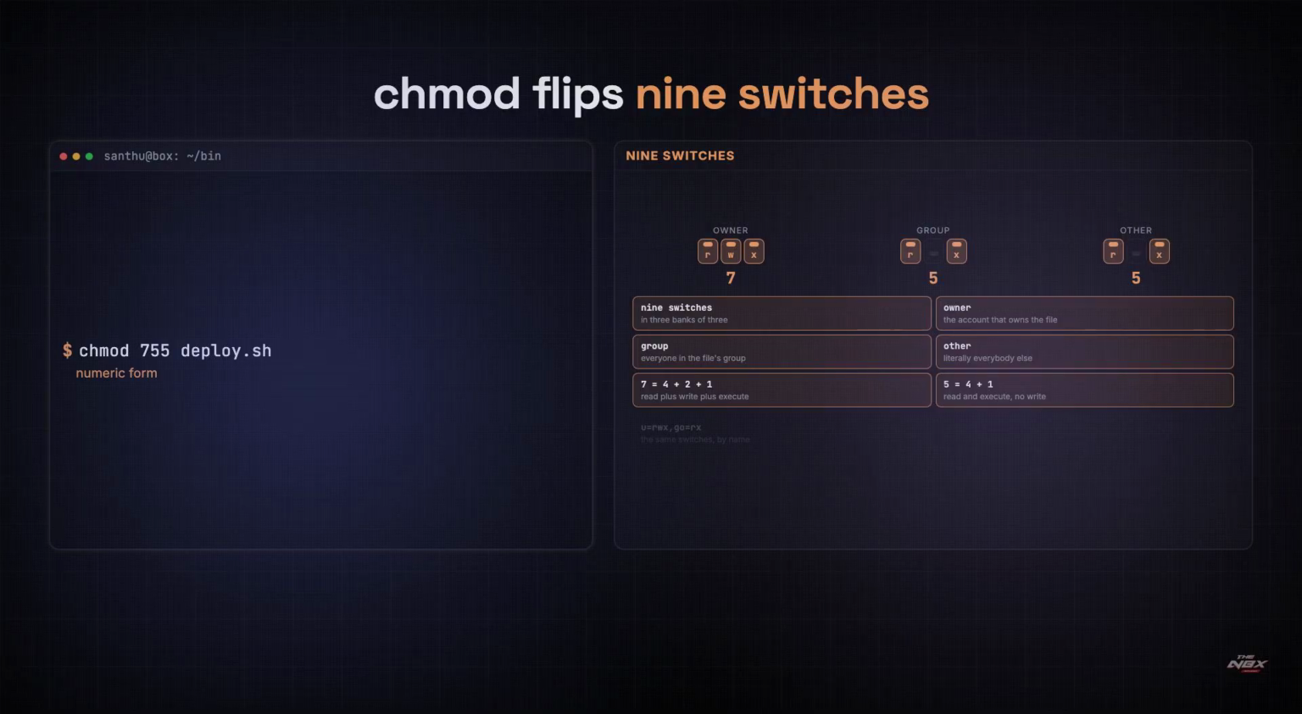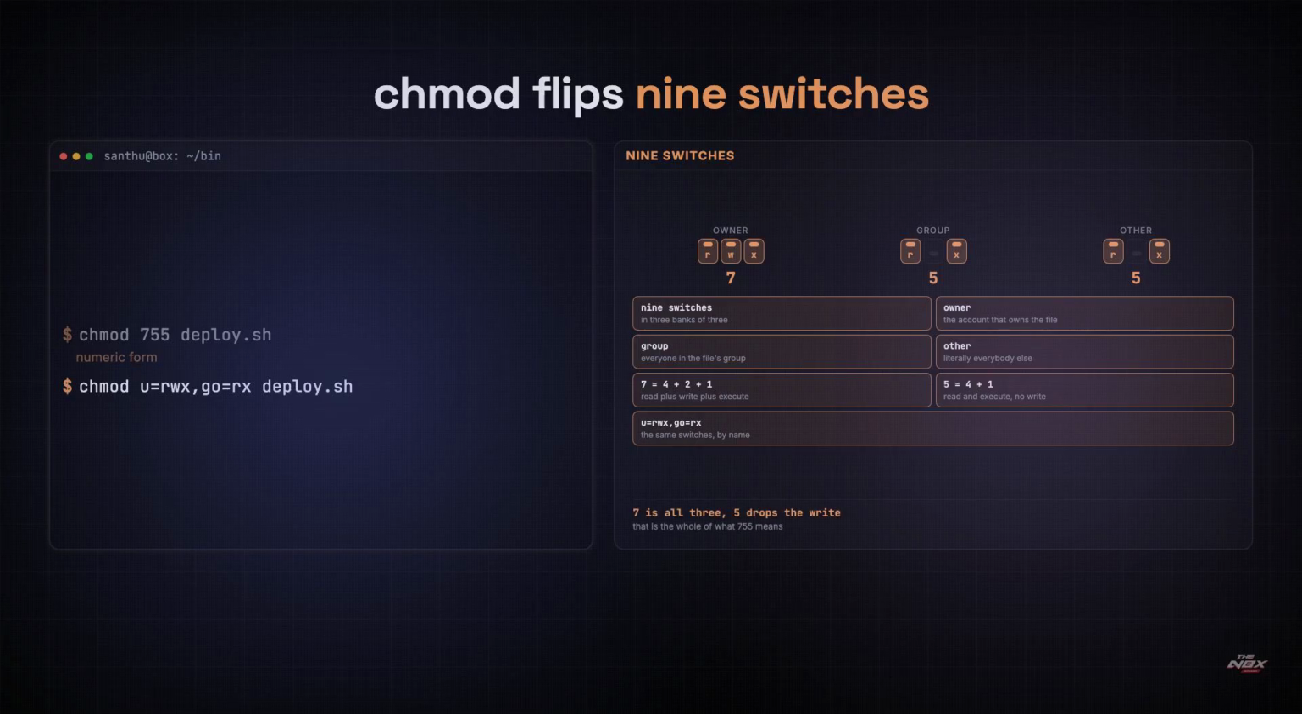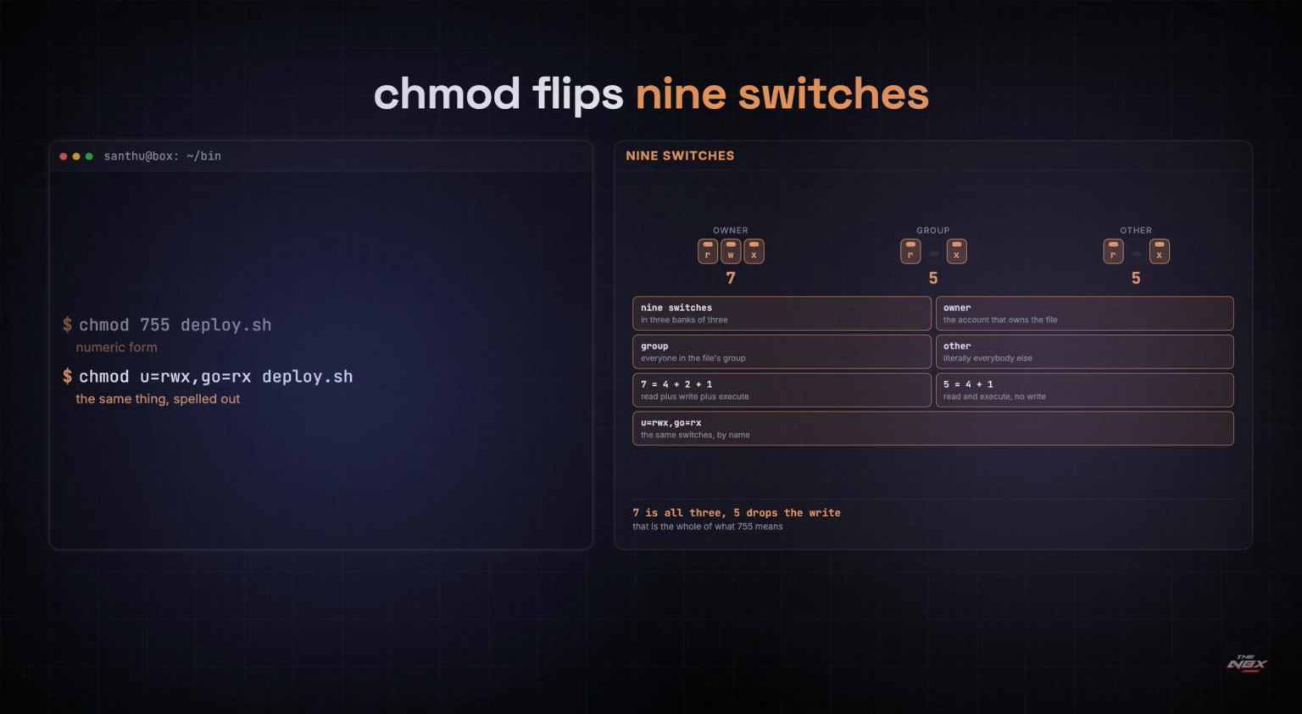If numbers don't suit you, the letter form sets exactly the same 9 switches. 7 is all 3. 5 drops the write. Read any permission string in 3s, and the number stops being something you memorize.